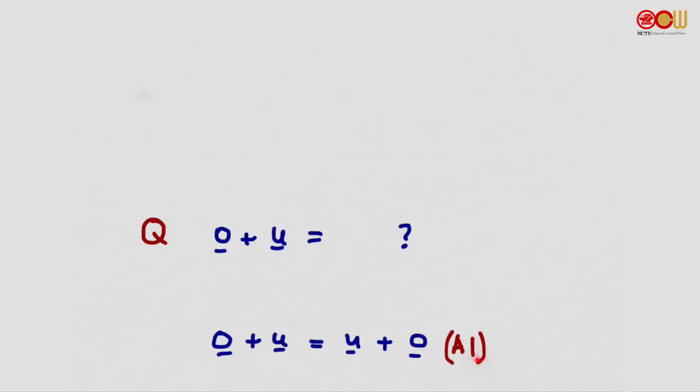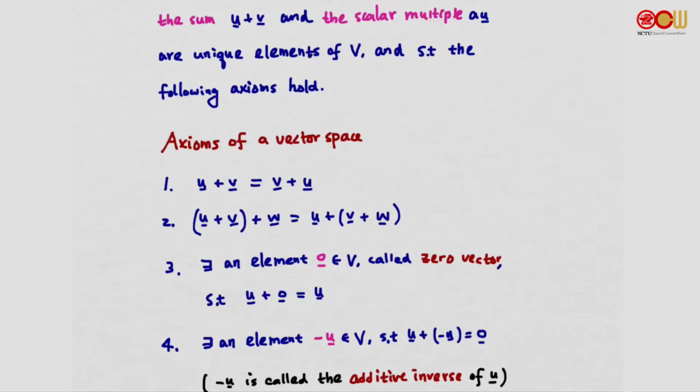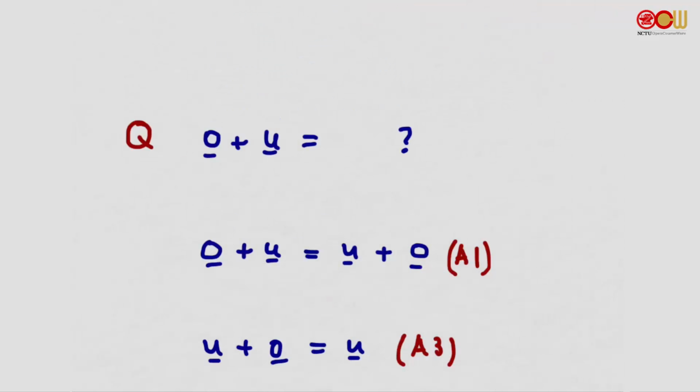And what is u plus 0? And u plus 0 is u. So u plus 0 is u by the third axiom. So this is u.